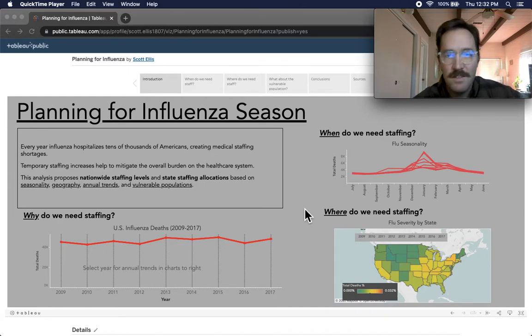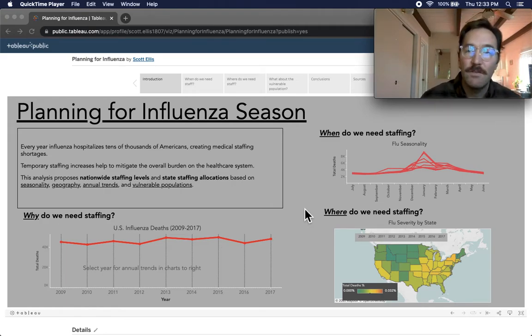We'll be going over the analysis which will address staffing shortages created by the tens of thousands of flu hospitalizations and deaths every year in the United States. Temporary staffing increases can help to mitigate the overall burden on the healthcare system, and this analysis proposes nationwide staffing levels and state staffing allocations based on seasonality, geography, annual trends, and vulnerable populations.